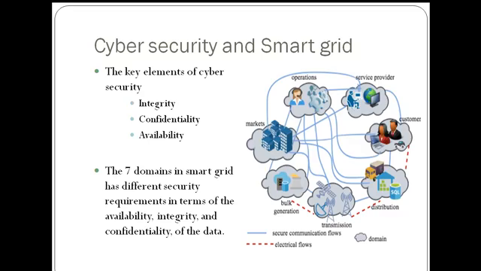Our smart grids are cyber physical systems. Therefore, in order to ensure security in all cyber physical systems, three important security principles which we have seen before, that is confidentiality, integrity and availability, have to be met. There are 7 areas as shown in the picture in our smart grid, where almost all of them communicate with each other. Each of these 7 domains interfaces has different security requirements in terms of the availability, integrity and confidentiality of data.